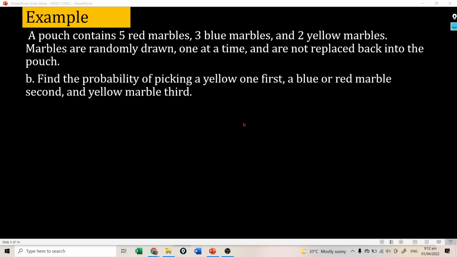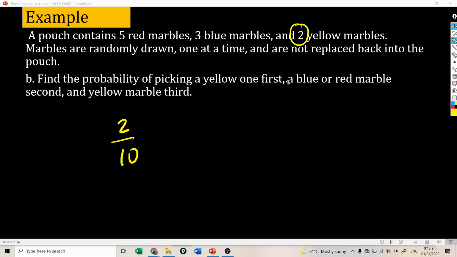The pouch contains the same marbles. But now, let's find the probability of picking a yellow one first, a blue or red second, then yellow ulit a third time. Okay. So, let's start with the yellow one. Ano probability na yellow ang unang draw? Ilan ba yellow in all? Dalawa. So, dalawa ang yellow mo. 2 out of 10.